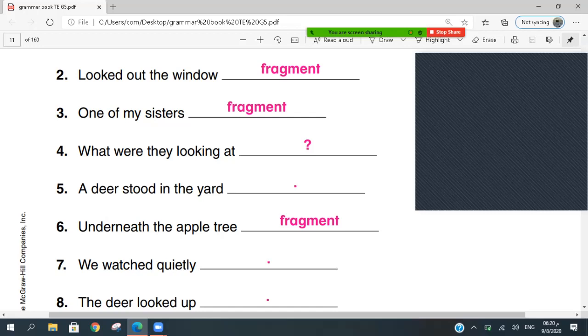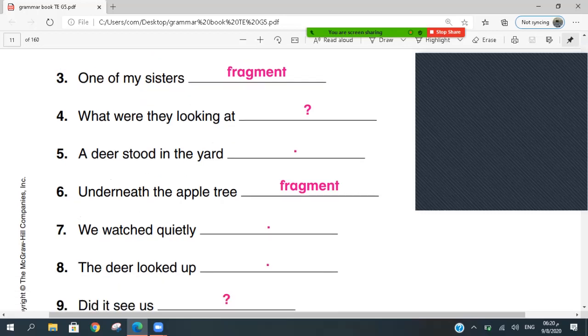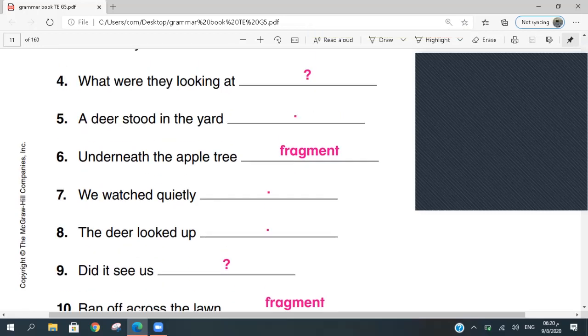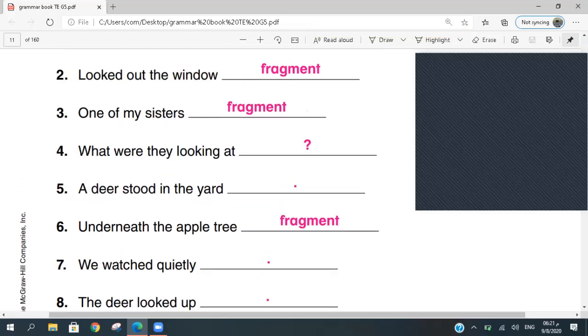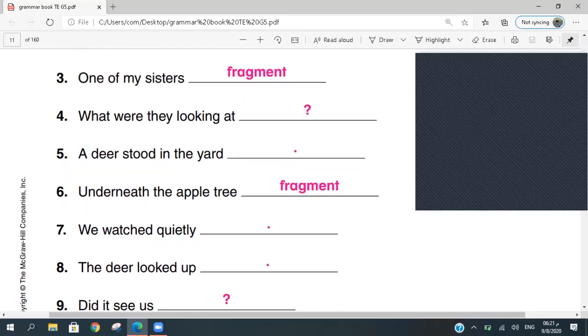Dania, yes, can you try number 9? Did it see us? It's a statement. No, it's a question. Question, amazing, because it starts with "did." Good job, Dania. Thank you, Princess. Amazing, Dania.